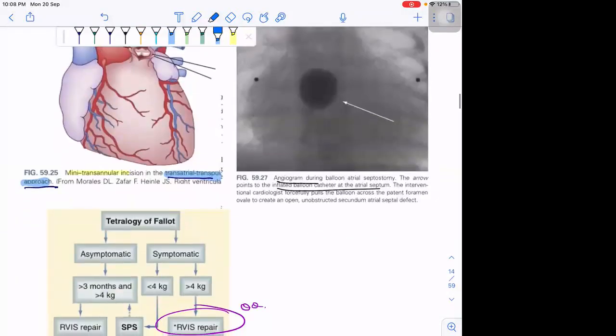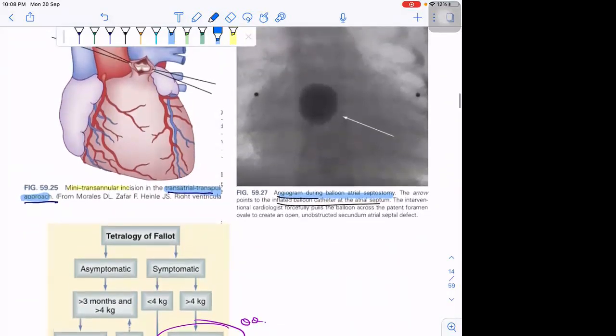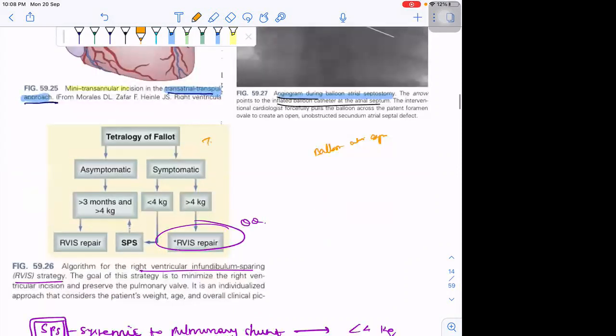Many approaches are there for tetralogy of Fallot, and this is your angiogram showing balloon atrial septostomy. Just remember, the arrow depicts the inflated balloon. This is your balloon atrial septostomy. This is your tetralogy of Fallot.